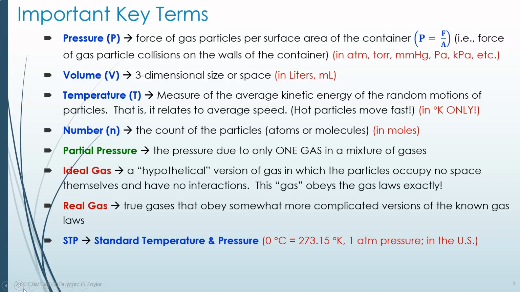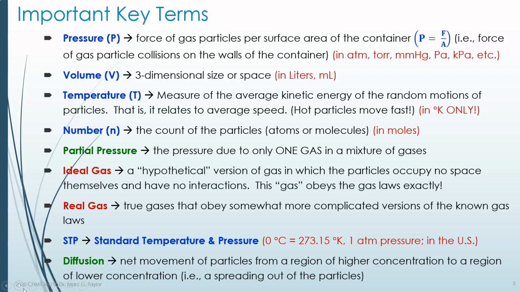STP just means standard temperature and pressure, and this was defined years ago. Now there are two different definitions, but the U.S. still uses the old definition, which is a temperature of 0 degrees centigrade, which translates to 273.15 degrees Kelvin, and a pressure of 1 atmosphere. This is roughly the pressure that we feel just walking around outside and feeling the air pressure on us. The average day would have 1 atmosphere of pressure of gas on us.